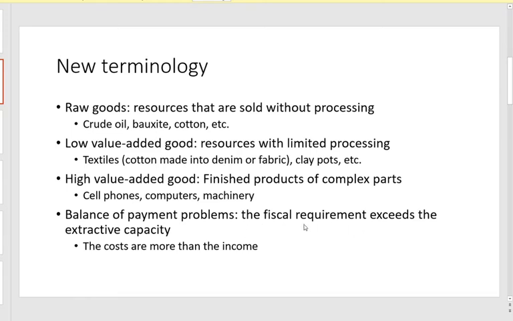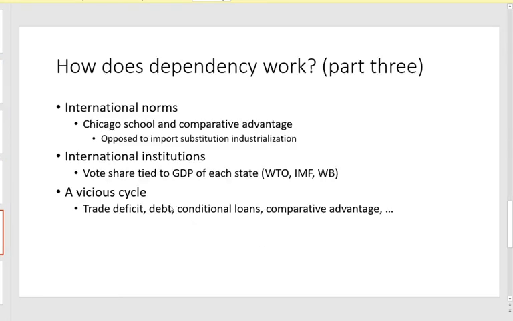Fiscal requirement being how much you need to make to pay for all the costs of the state: the bureaucracy jobs, the military, the firefighters, the paper, the resources, welfare society, social security, whatever it is. These fiscal requirements cover everything, and it is more than the extractive capacity: taxes, rents, incomes, tariffs. Your costs are more than your income, and that leads to a loan.